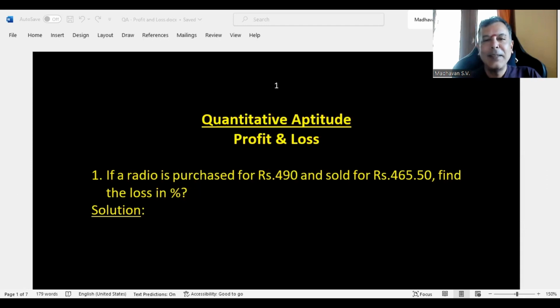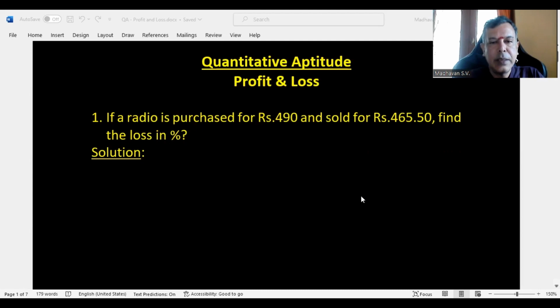Hello everyone. In continuation with our quantitative aptitude, the next topic is profit and loss. First question: if a radio is purchased for 490 and sold for rupees 465.50, find the loss in percentage.